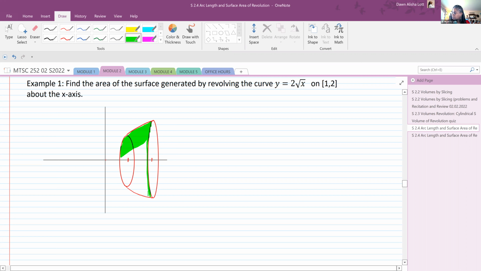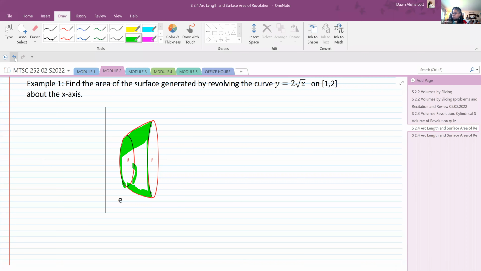And it's hollow. Remember, we are doing surface area. So what's on the inside is nothing. All right, we're only concerned about the metal that makes the horn, or the metal that's going to make the urn, or whatever it is. That's all we're concerned about.